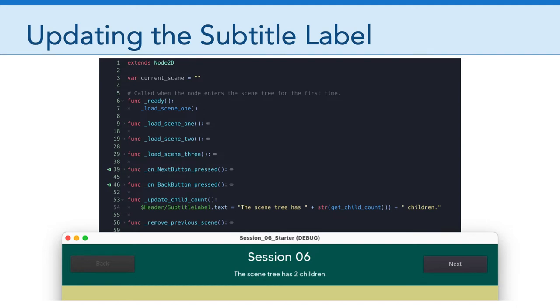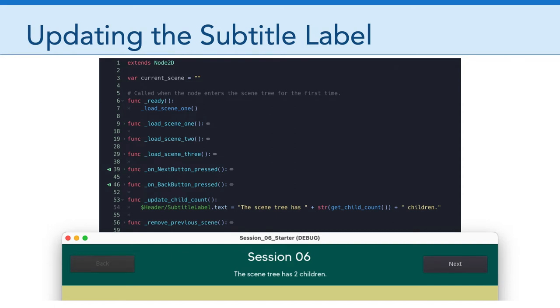Why is that? Well, the header already starts, and the header itself is a child on the scene tree. Now, the header has its own children, but we're not counting the children of header. We're counting the children of the root node. Of course, as soon as our code runs, we load scene one. And so we have both header and scene one as children of the scene tree. That's why we're seeing that the scene tree has two children.